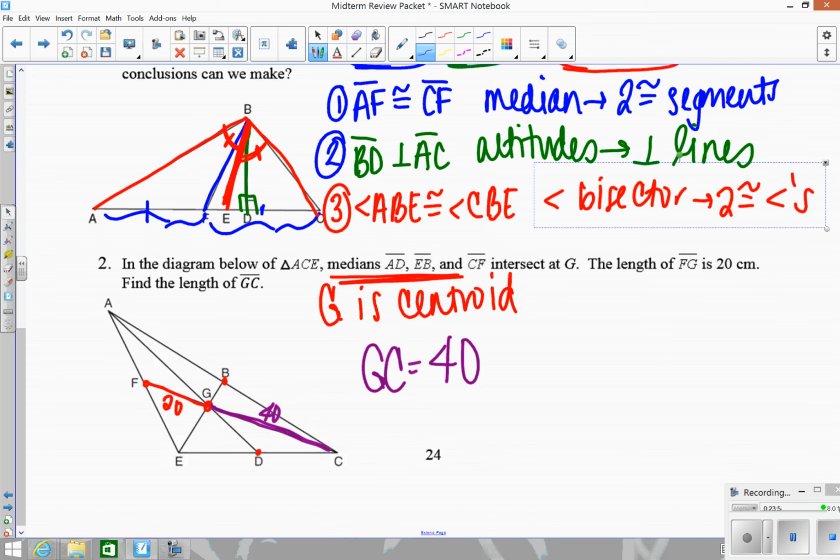You can also think of it as that 2/3 ratio. So GC has to be 2/3 of this entire thing. So since this entire thing would then have to be 60, GC is actually 2/3 of it. So it's always split up into the ratio of this piece is 2 times as big as this piece here, or this is 1/2 the size of this piece here.